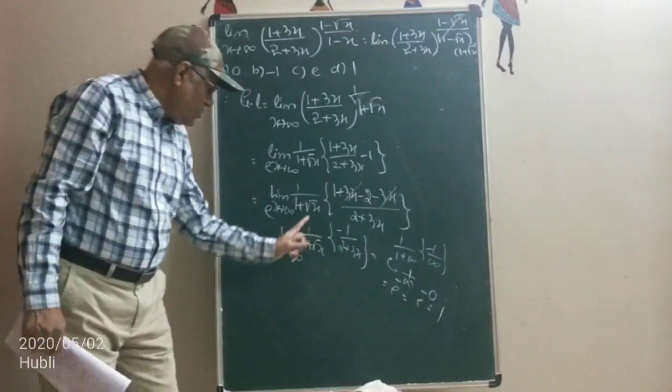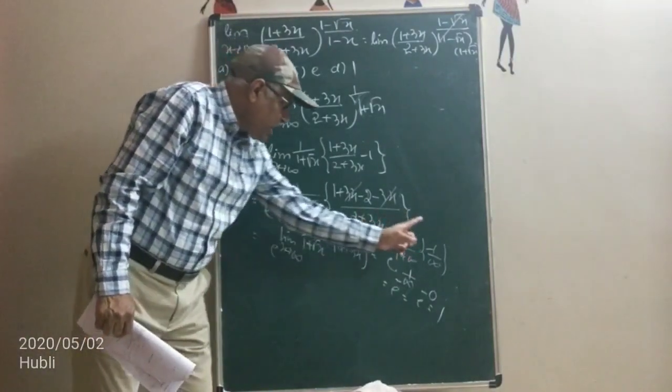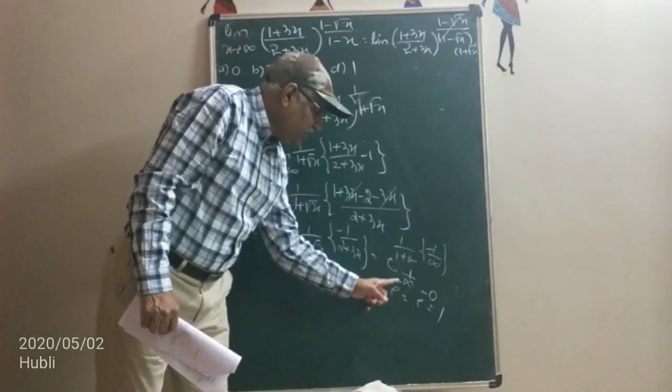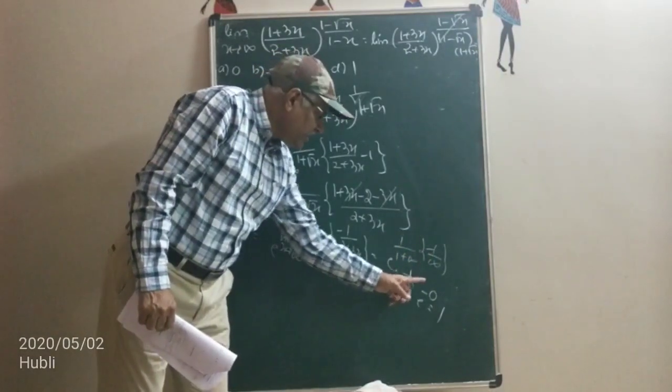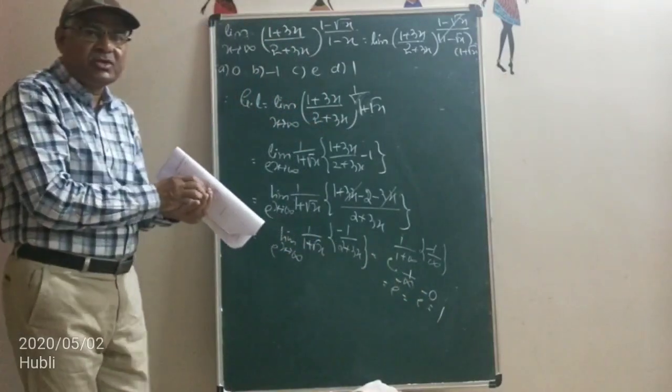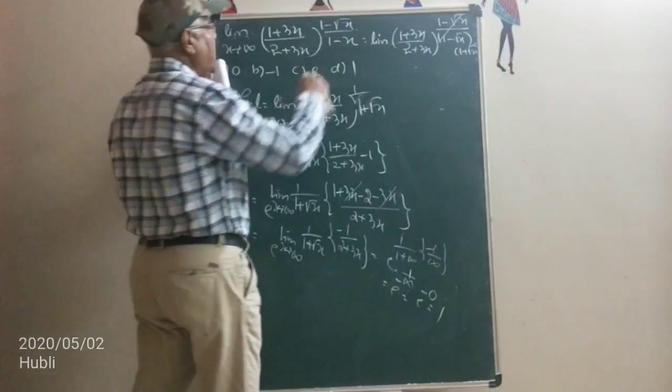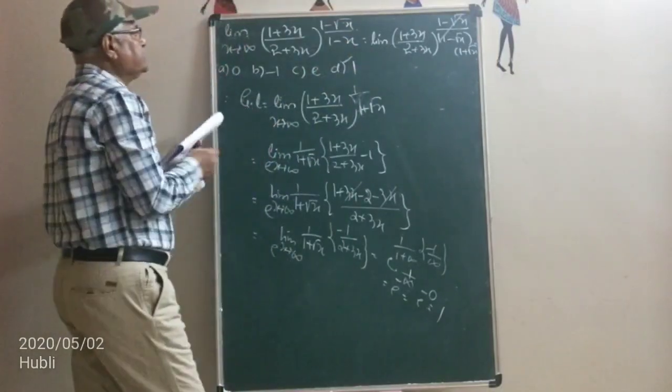Here, 1 upon 1 plus infinity minus 1 divided by 2 plus infinity means totally you are getting minus 1 upon infinity. What is 1 upon infinity? That is 0. So e raised to minus 0 is nothing but 1 is the answer. Which option? That is the last one. D is the correct.